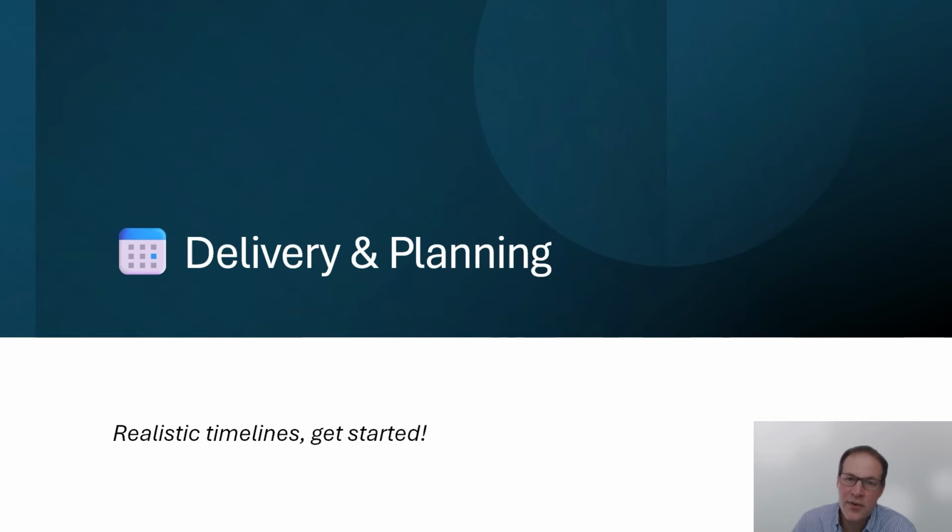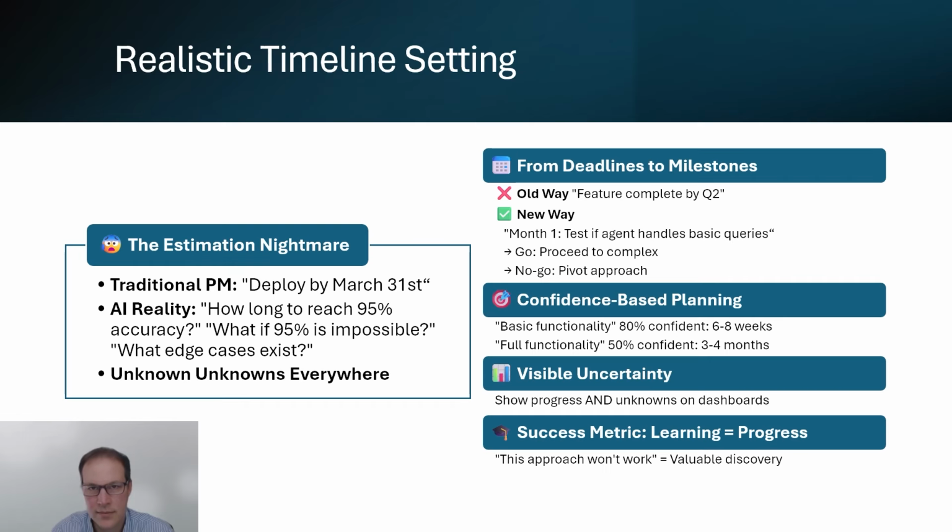We're nearing the end of our time. And how do we plan and deliver these agents? The last of the hardest parts of AI agent development is setting the timelines. There are fundamental uncertainties in this project, and it's really hard to do that.